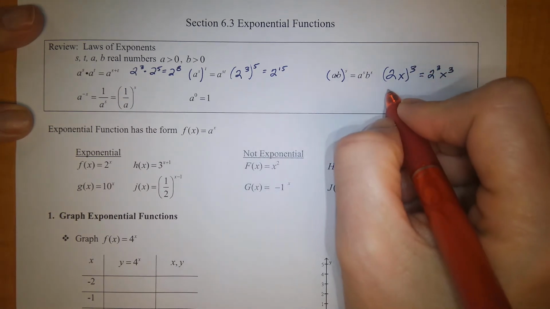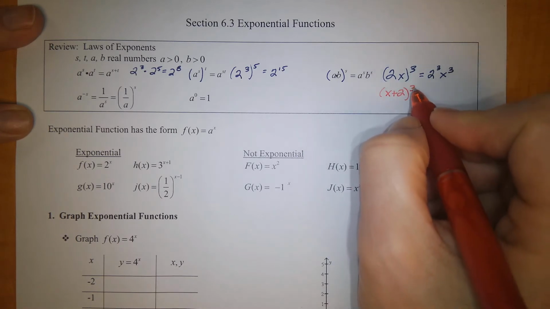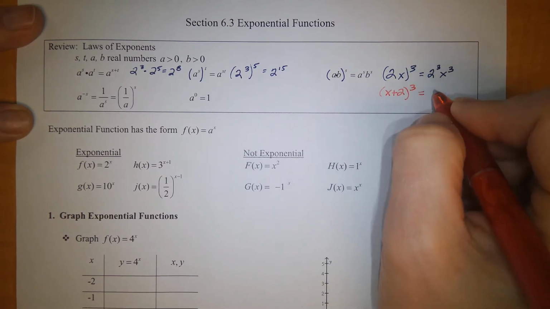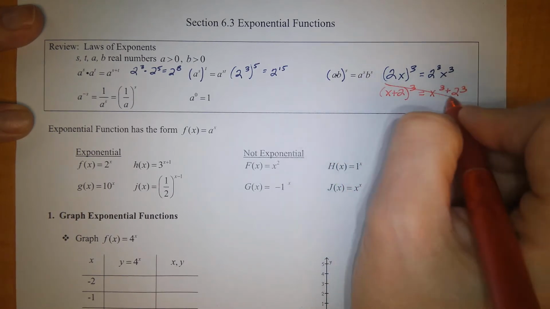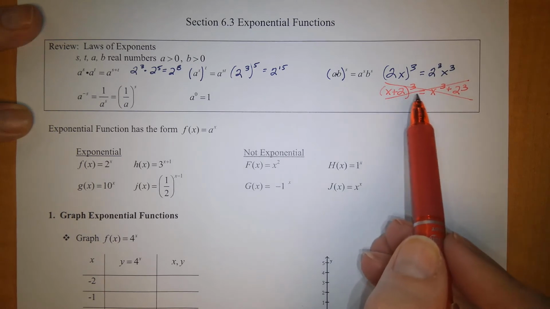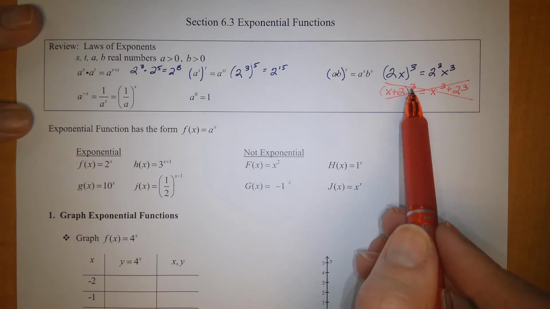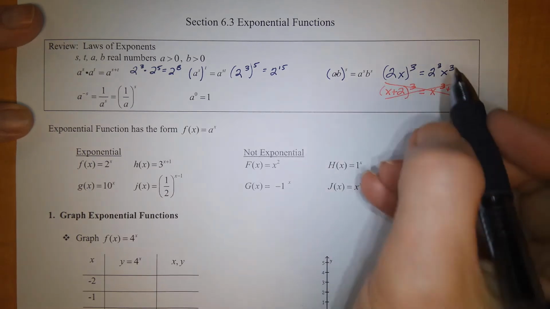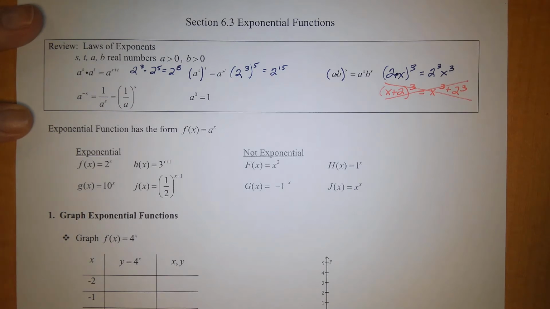A lot of students will say we have (x plus 2) to the third power and think that the 3 can be distributed in, and it becomes x to the third plus 2 to the third. That is not true. That is a FOIL problem, 3 times wide. Be very careful. If there is an addition sign in there, then the exponent does not get distributed inside. It can only be distributed inside if the terms are only being multiplied to each other.